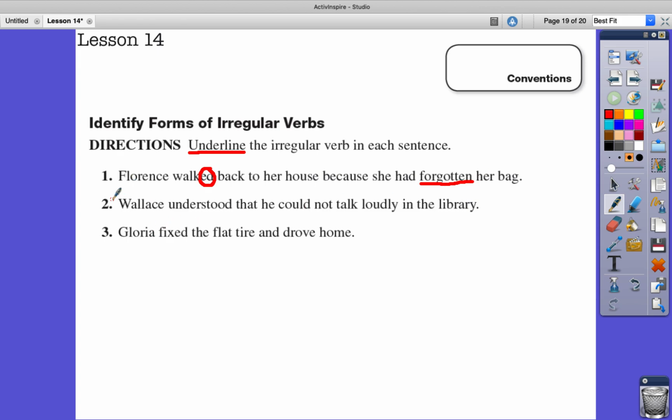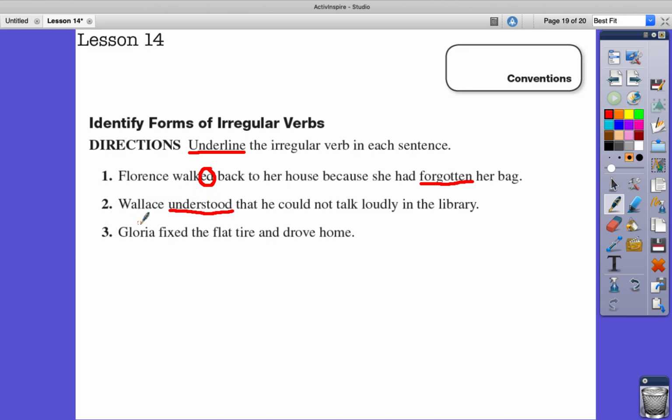Okay, number 2, Wallace understood that he could not talk loudly in the library. Okay, so I notice that I have a verb here, talk. That's the present tense, that's regular. But if I look back here, I see this verb here, understood. That is my irregular verb. So this is the past tense form of understand.